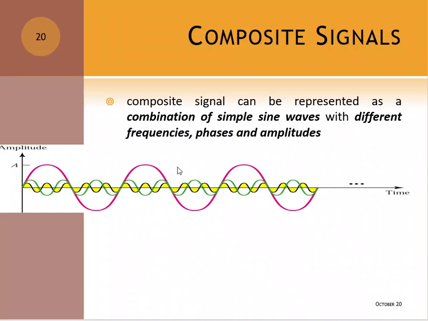Continue with the rest of chapter 3. So in our previous class, I have mentioned to you about composite signals. Just to recall, composite signals can be represented as a combination of simple sine waves with different frequencies, phases, and amplitudes.